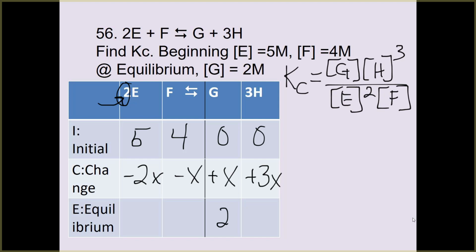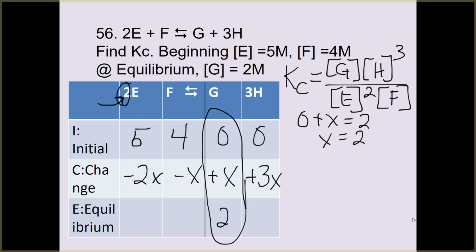All right, and we can solve for x because I have one column completely filled in. So I have 0 plus x equals 2, so x equals 2. I can go and plug this in for my whole ICE chart. So on the first one, I have 2 times 1 minus 2, which is a 4, so I just get a 1. For F, I have 4 minus 2, because again, x is 2, and I get a 2. I already know what G is because I was told. And the last one, I have a 3x. So with x being 2, this will be 6.